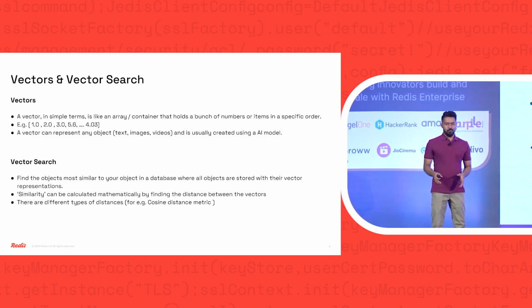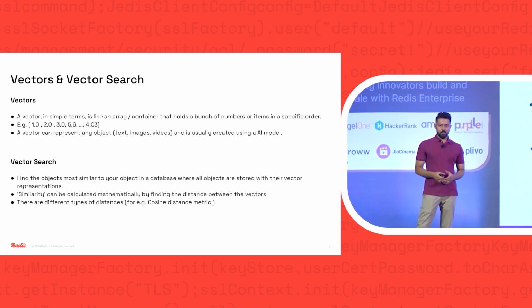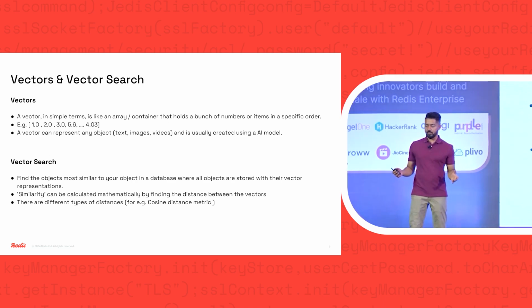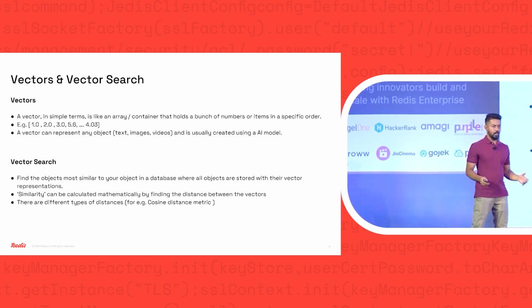Specifically in terms of recommendation engines, why is vector search important? When you do a vector search, when you find these similar arrays of numbers, you are basically finding similar objects in your vector space. And that is a core component while designing any recommendation system.